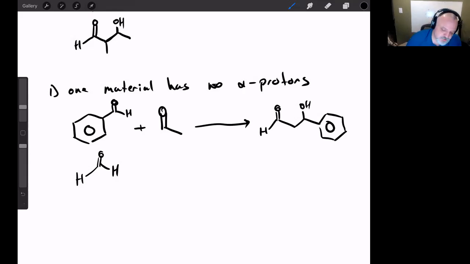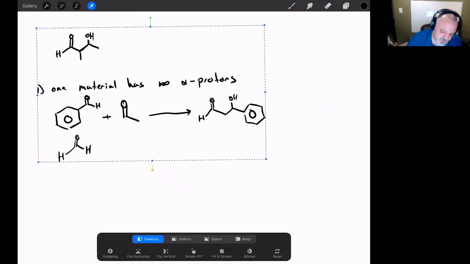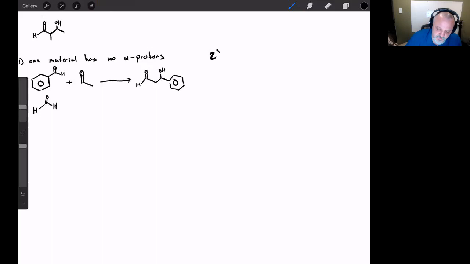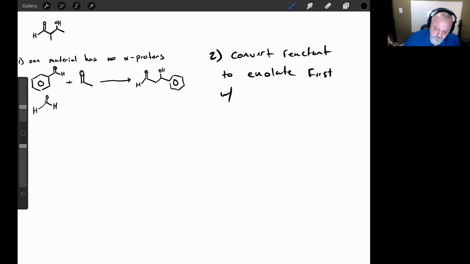But by far the majority of reactions, especially like the one that I started with by saying, what if we want this guy in the corner? The other thing that you can do is convert one reactant to the enolate first. You would use an irreversible reagent like LDA. We talked about that earlier and how that creates an irreversible enolate ion rather than a mixture of enolate and enol.